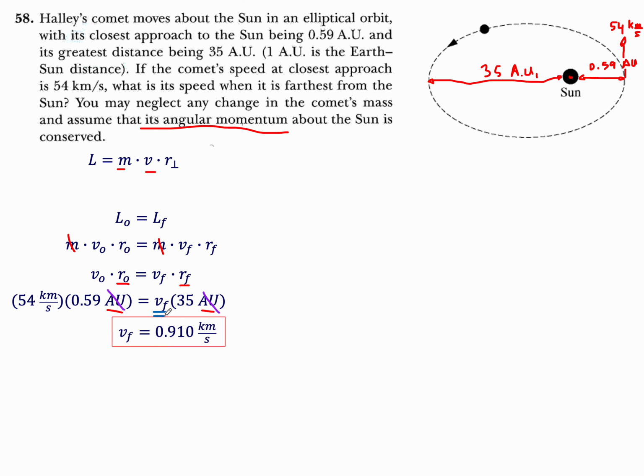So solving this one, very quick plug and chug, we get this many kilometers per second. In terms of meters per second, that would be 910 meters per second. Not a big difference, but I'm not sure which one the answer key might have had, but pretty straightforward.